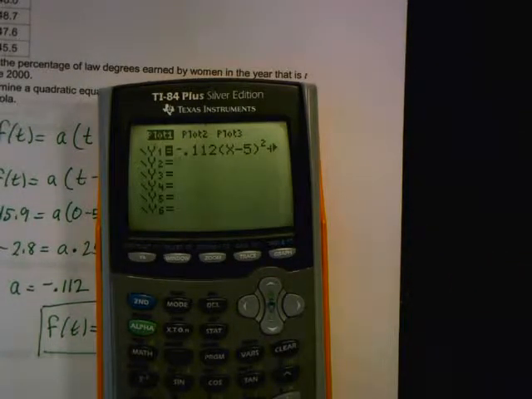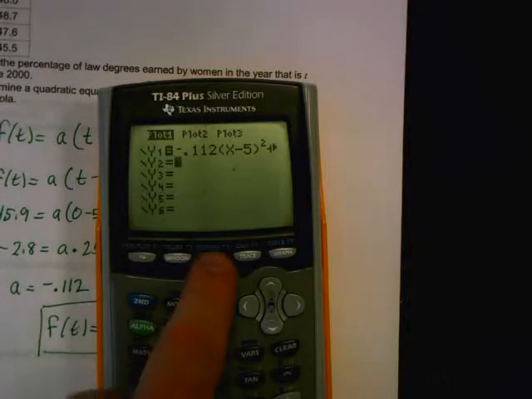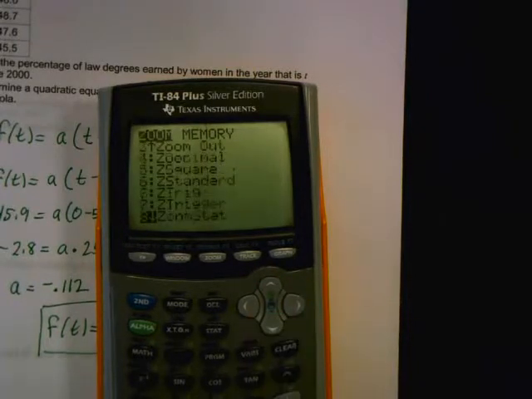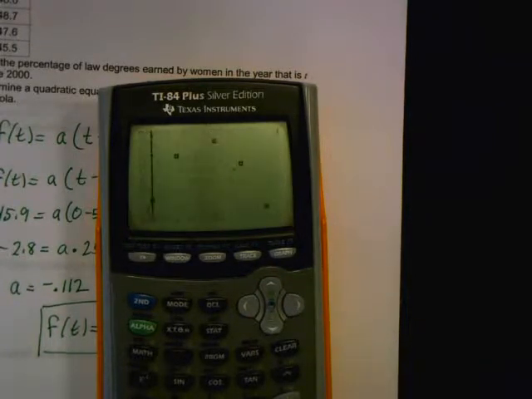Now I agree with you. I would definitely not just hit graph because I have no idea what window it's going to give me. I would go zoom down to number 9 so that the window will fit my data. There it is.